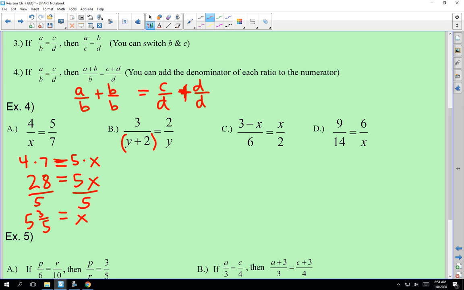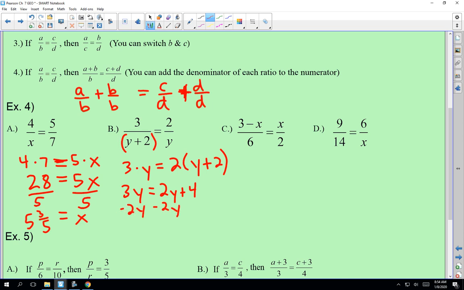When I cross-multiply here, I have 3 times y equals 2, and then parentheses y plus 2. And so what that does is it forces me to distribute the 2. I have 3y equals 2y plus 4. It's distributing the 2. Don't just multiply the 2 by the y or the 2 by the 2. I'm going to distribute it to both terms. And then I can subtract 2y from each side here.